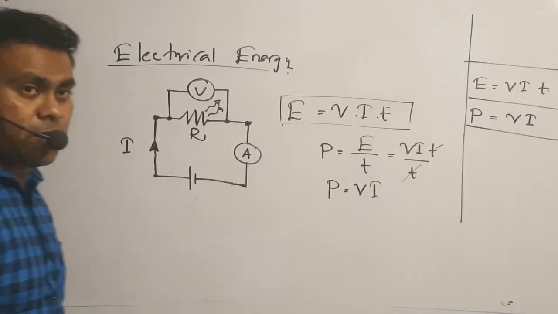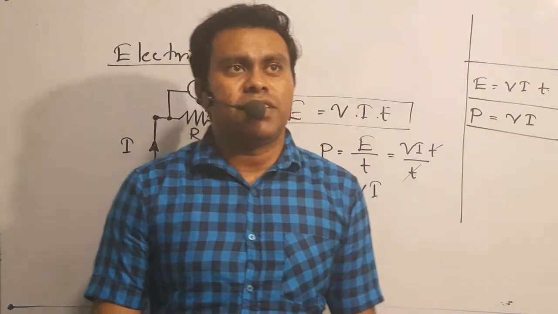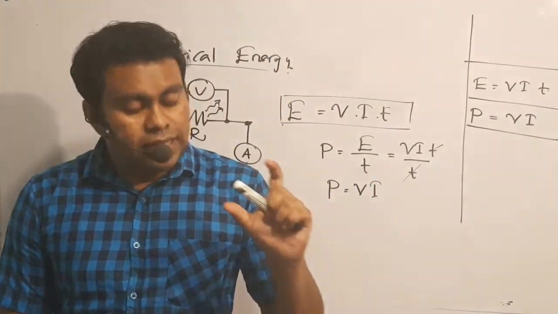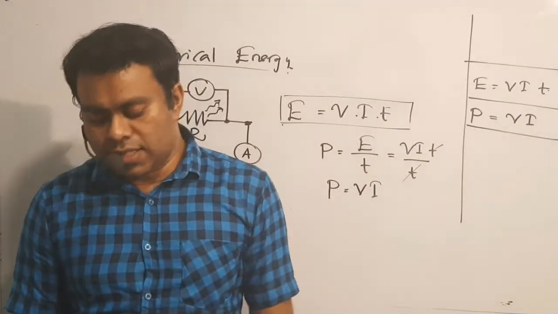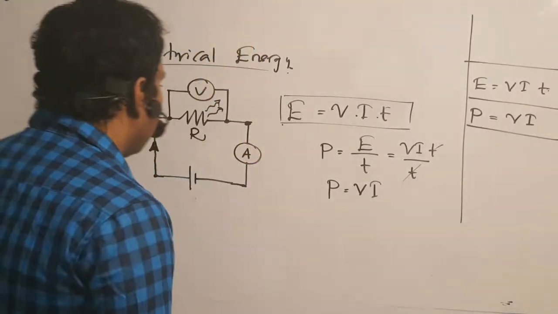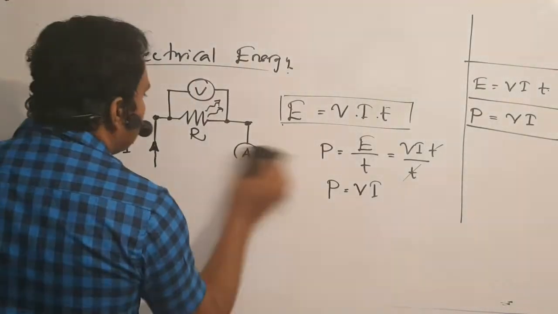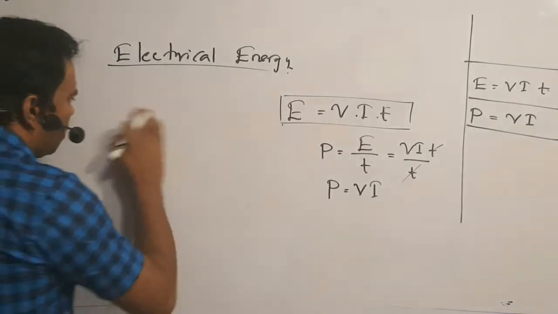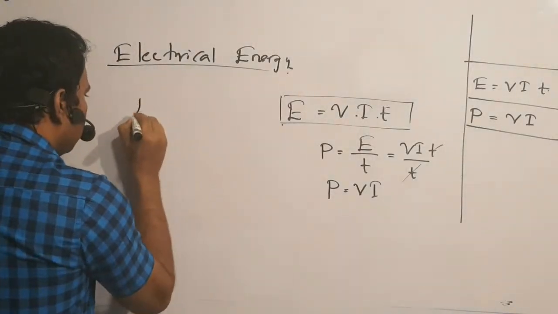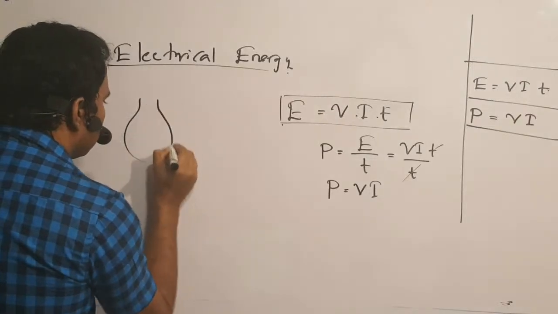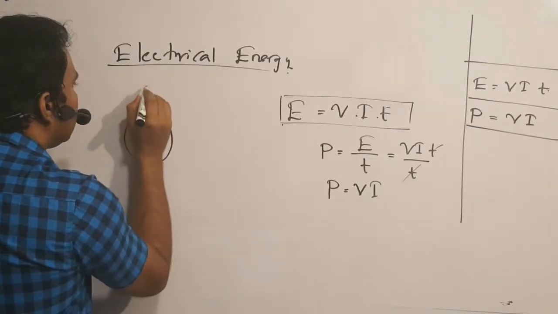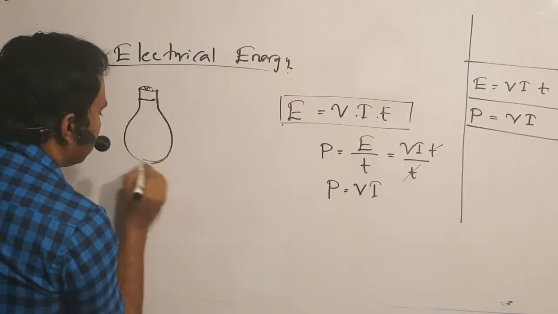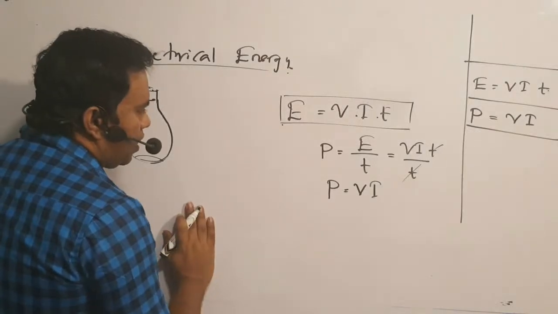Okay, usually we come across the electrical appliances in domestic electric circuits. For an instance, an electric bulb. Okay, so electric bulb, normal incandescent. So you can see there, it has been mentioned here the watt value.